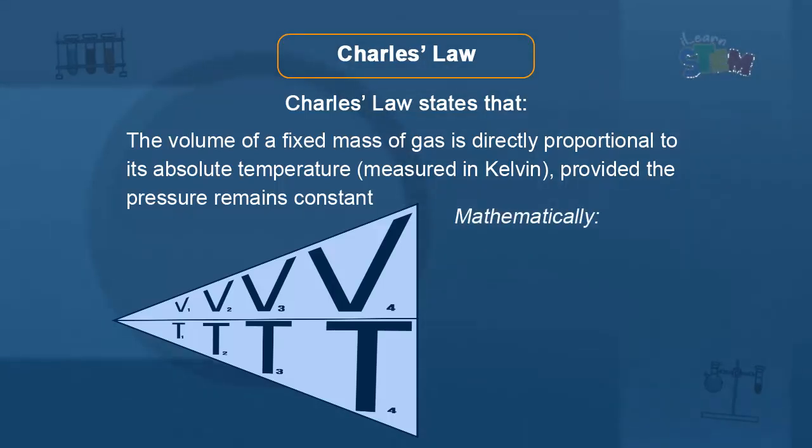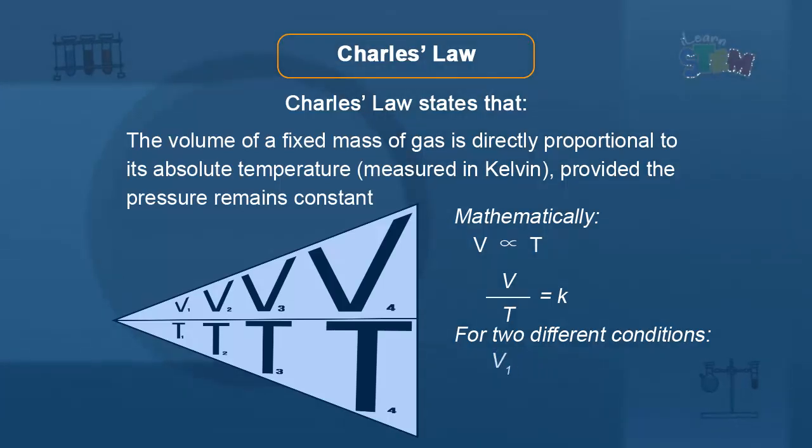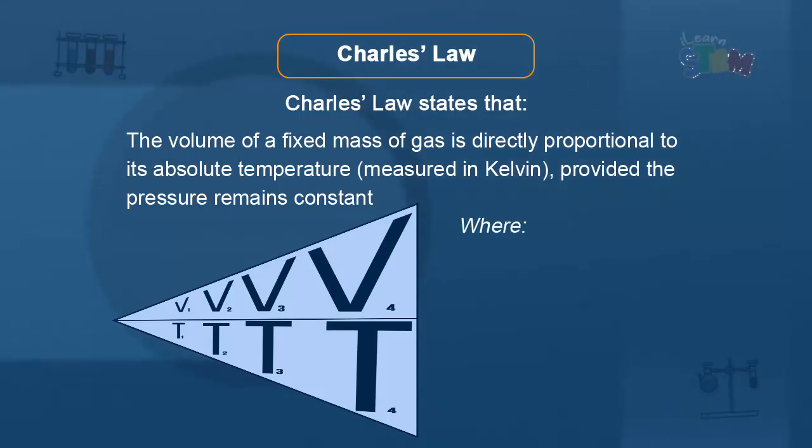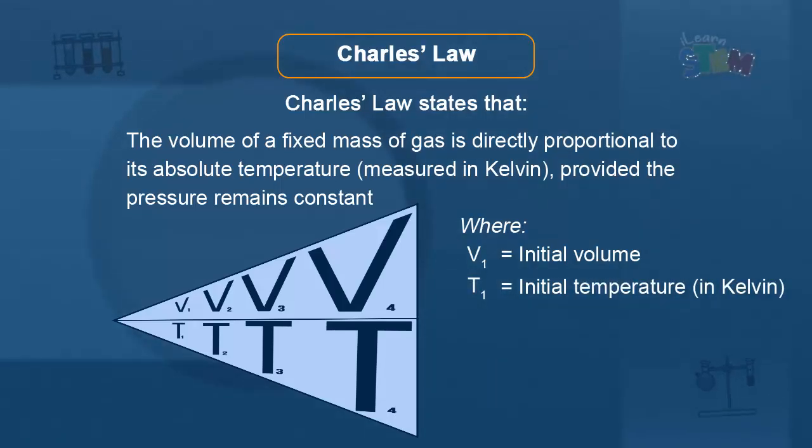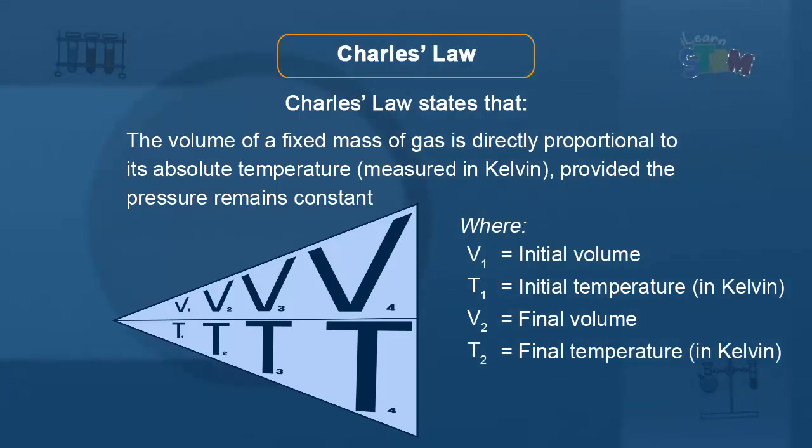Mathematical expression. Charles' law says volume is directly proportional to temperature. This means volume divided by temperature equals K, constant. For two different conditions, initial volume divided by initial temperature equals final volume divided by final temperature, where V1 means initial volume, T1 means initial temperature in Kelvin, V2 means final volume, T2 means final temperature in Kelvin.